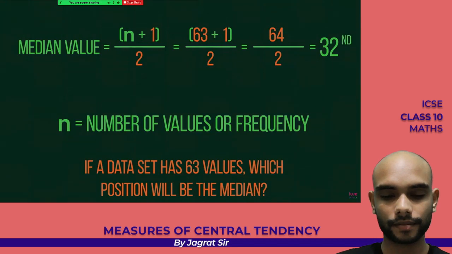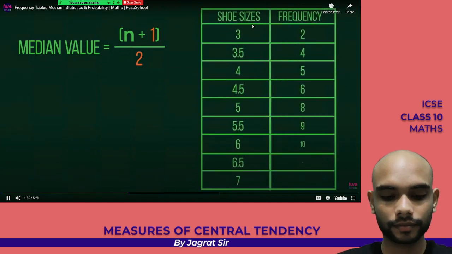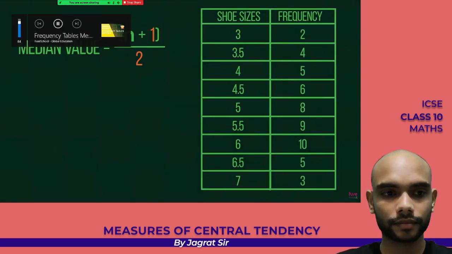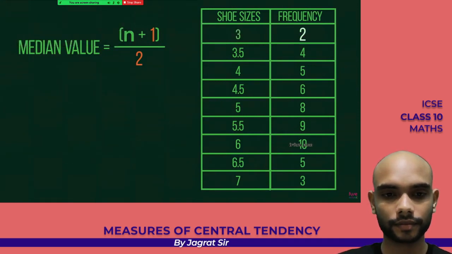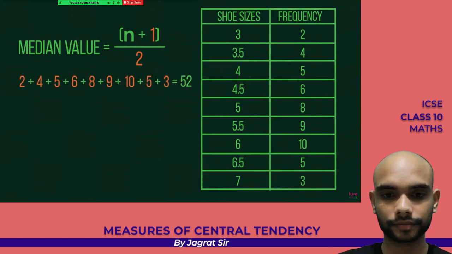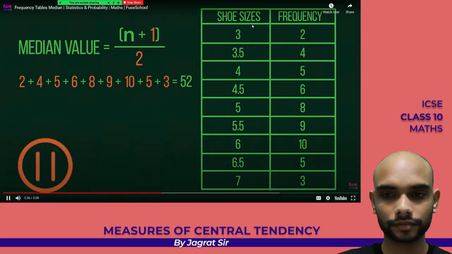Finding the median from a frequency table can be very simple using this equation. Consider this frequency table, showing the data for shoe sizes purchased. By understanding that the frequency says that size 3 occurred 2 times, size 3.5 occurred 4 times, and so on, we can form a total number of shoes bought from the frequency column by adding these values. We now know that our dataset contains 52 values. To find the median value, we need to input this value into the median equation. What position would this give us? Pause and have a go.